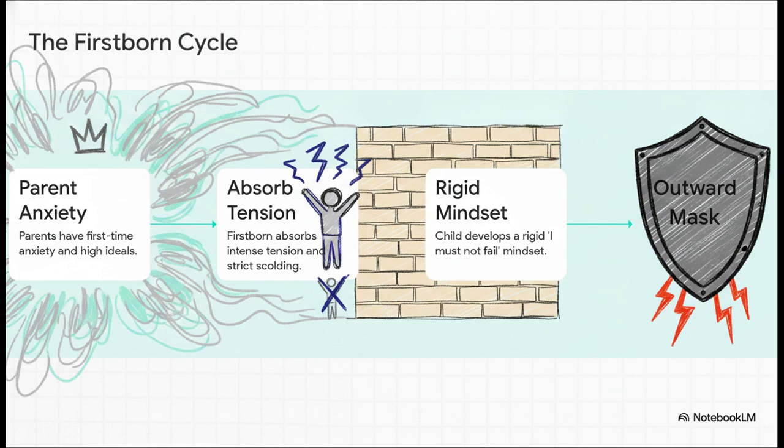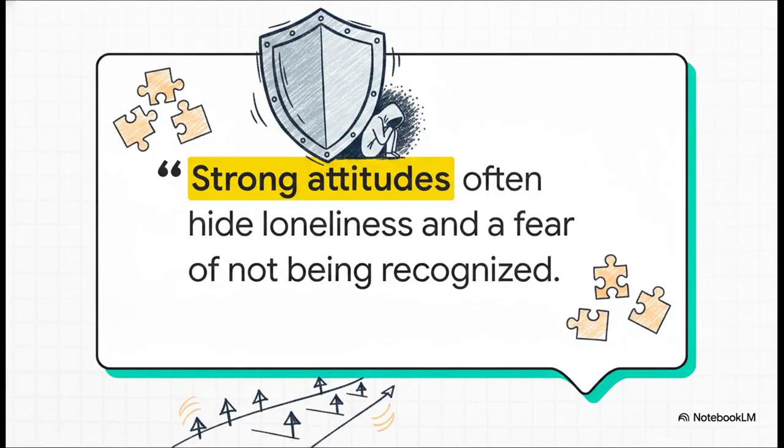Step 2. The firstborn absorbs all of that intense tension. They're usually scolded more and held to a way stricter standard than the kids who come after them. Then, Step 3. Because of this environment, the child develops a really rigid, I must not fail mentality. And finally, Step 4. That intense internal anxiety manifests outwardly. To the rest of the world, they just look stubborn or maybe overly strong, but they're really just masking the intense pressure they're under. Behind a strong attitude, there is often hidden loneliness and a fear of not being recognized.